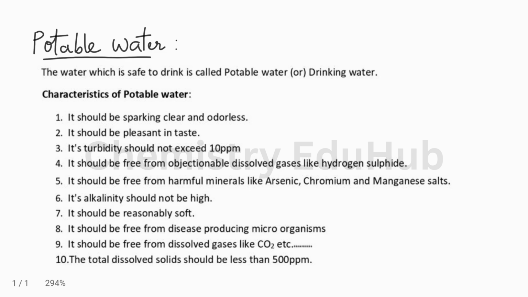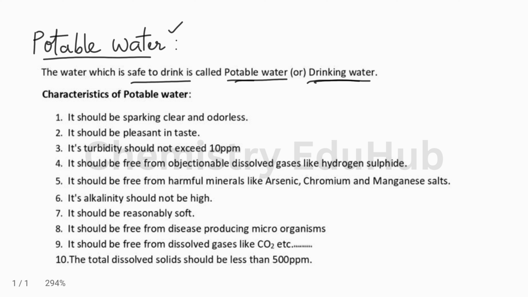The next part of the chapter is to learn about potable water. Potable water is the water that we drink, or which is safe to drink. So the other name for potable water is drinking water. Now, for the water to be potable or drinking water, it needs to meet certain expectations or characteristics.